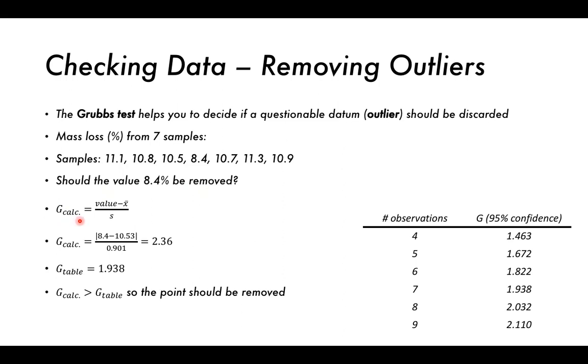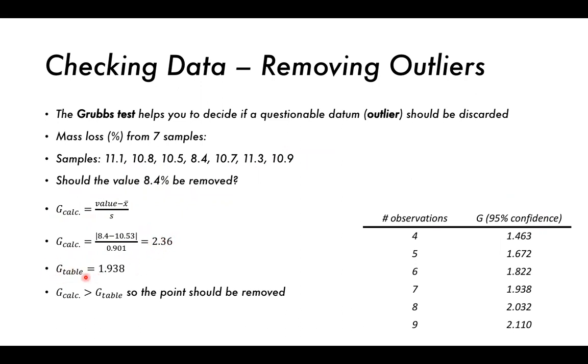And so in order to complete a Grubb's test, we have to calculate a G value for our value that we want to remove. And then we have to compare that to a table of G values at certain confidence levels. A table for a 95% confidence level G values is found here, where we have observations, i.e. the number of data points, and we have here the G table value for that. So we would calculate our G value for our data point as such, where it is value minus the mean of the sample divided by the standard deviation of that same sample. So the G calc is equal to, in this case, 8.4% minus 10.53%, which is the average of this data. And then that's going to be divided by 0.901, which is the standard deviation of this data set. And so that's going to be equal to 2.36.